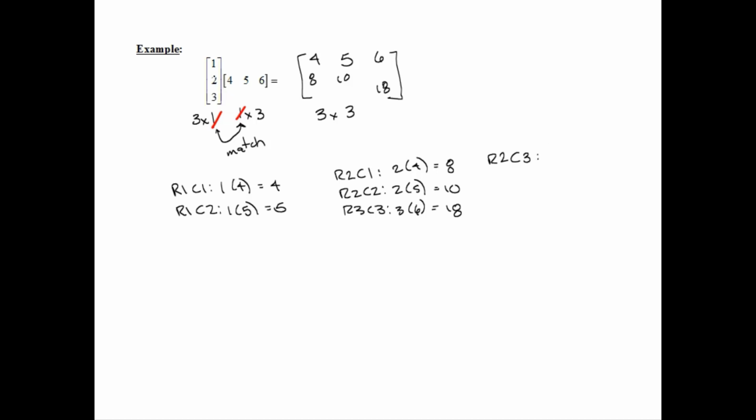Now let's do row 2, column 3. So where is row 2? Right here. Where's column 3? Right there. 2 times 6, so 12. Okay. And now when you go back and do the others, you'll see that those come from row 3, so that'll be this third row, that'll be the 3. Column 1 gives me the 4, so that'll be 12. Then row 3, column 2 will be 3 times 5, which is 15. And so there is our final 3 by 3 matrix.